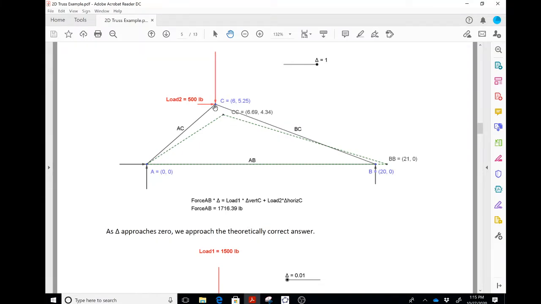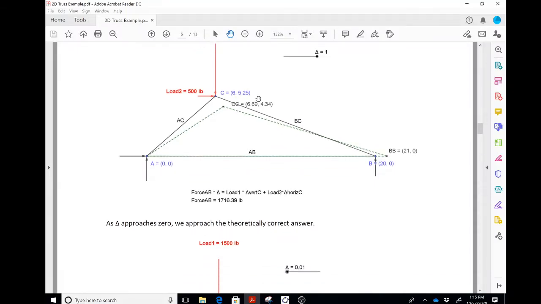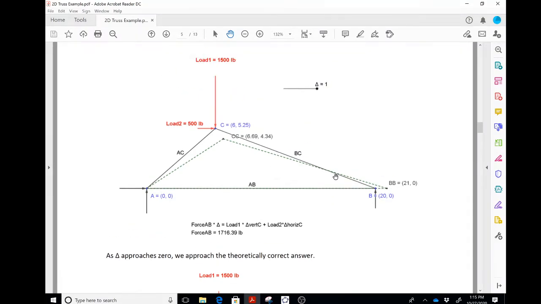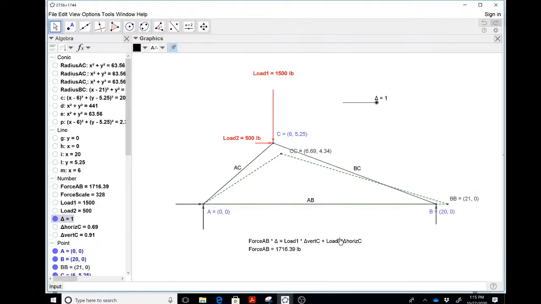Now notice what my external work is. I need the vertical movement of C linked to load 1, and I need the horizontal movement of C linked to load 2. And that would be load 1 times del vert C plus load 2 times del horizontal C. All of that divided by my arbitrary perturbation, delta, and I get the answer. So we said 1550 is the theoretical answer. So let's take a peek at that. So here is 1700, pretty good even for this wildly large displacement. Remember, our 1550 was our answer.